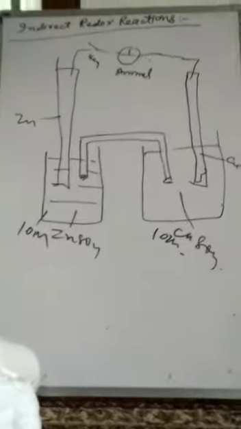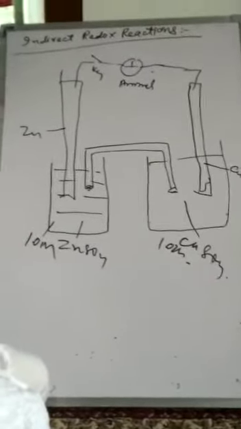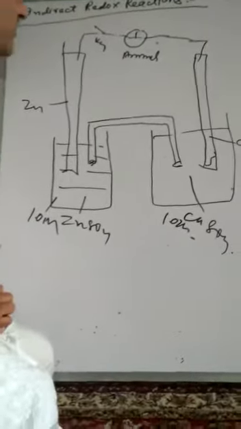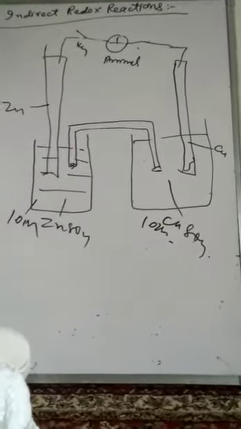Today's topic is indirect redox reactions. We are in the chapter redox reactions, and today's topic is indirect redox reactions. You know that we have already seen direct redox reaction. What happens in a direct redox reaction?